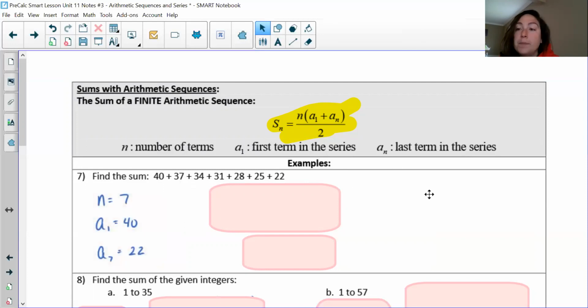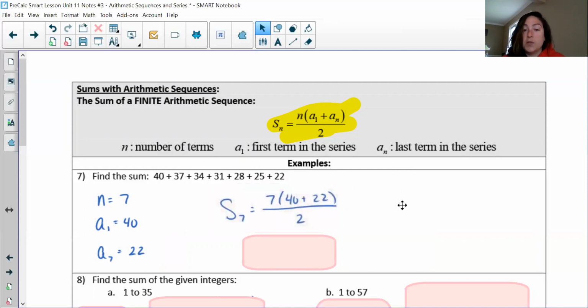So n is 7, because there are 7 terms here: 1, 2, 3, 4, 5, 6, 7. The value of our first term is 40, the value of our last term is 22. So we substitute into our formula. The sum of the first 7 terms is equal to 7 times the quantity of 40 plus 22 all over 2, and we end up getting 217.